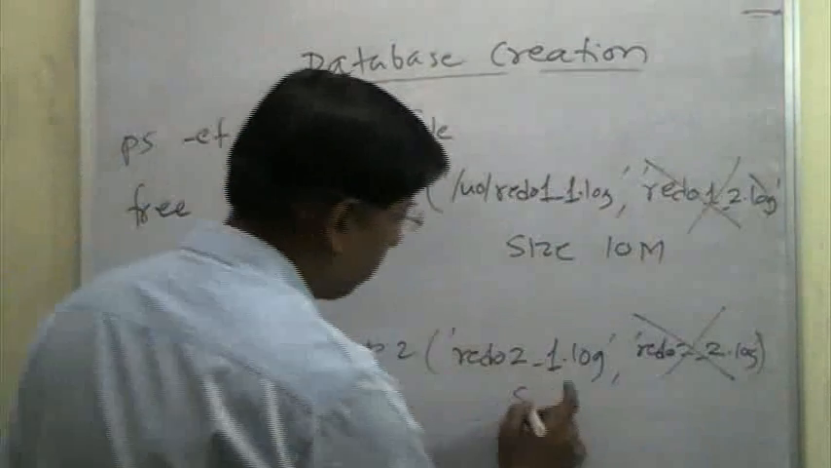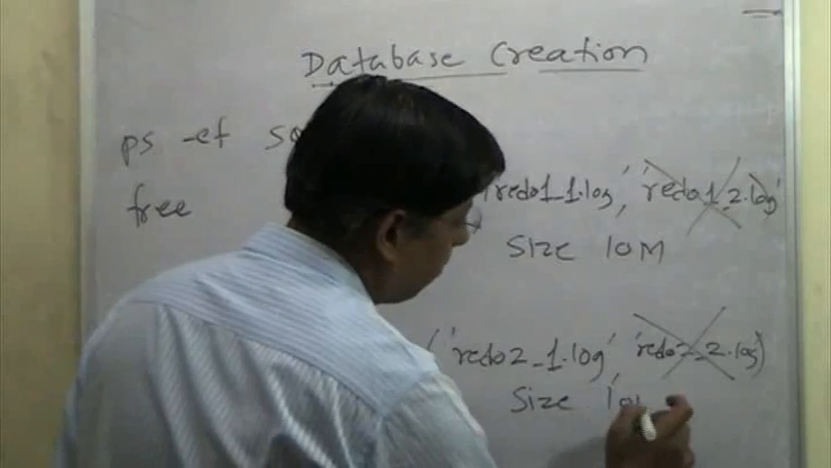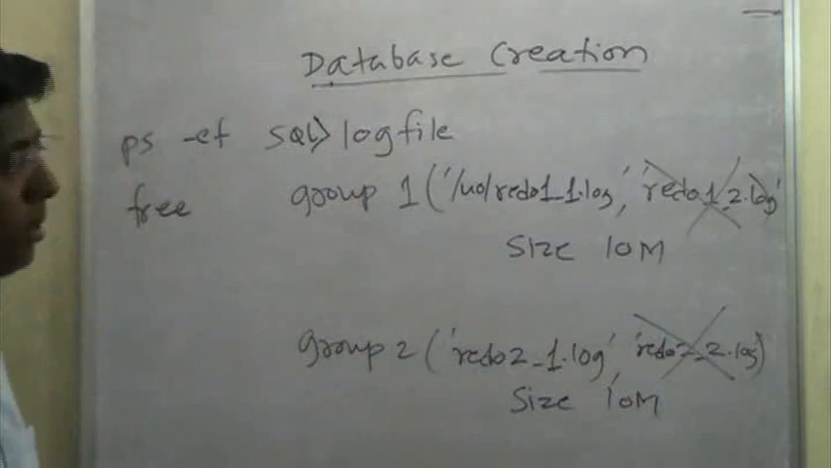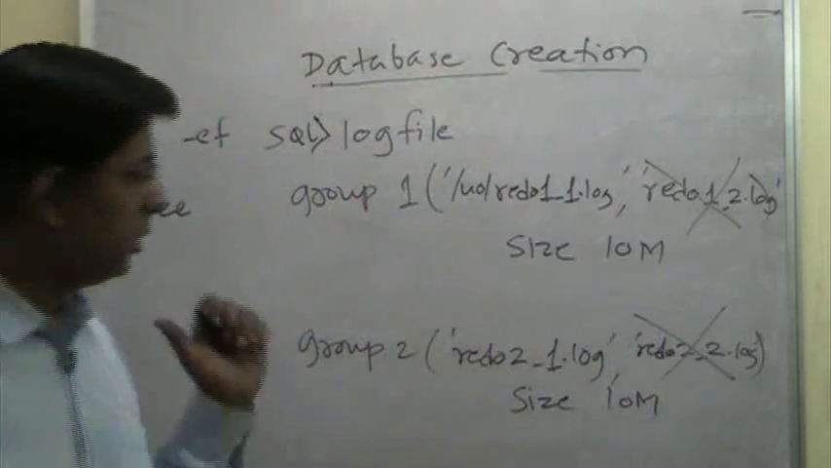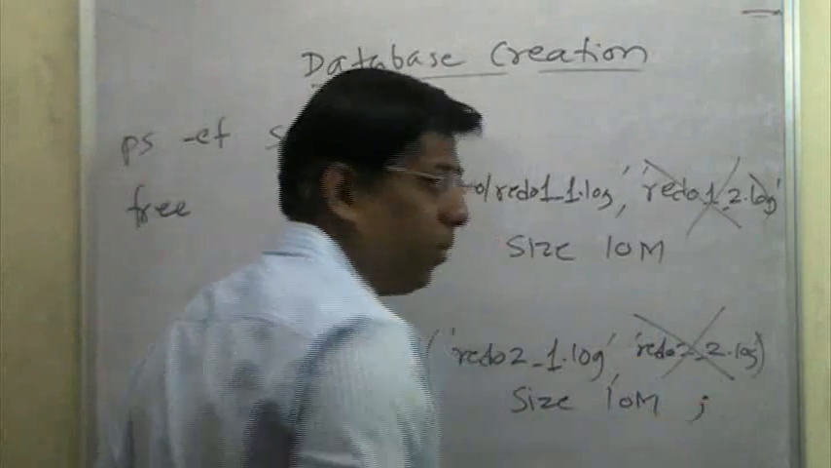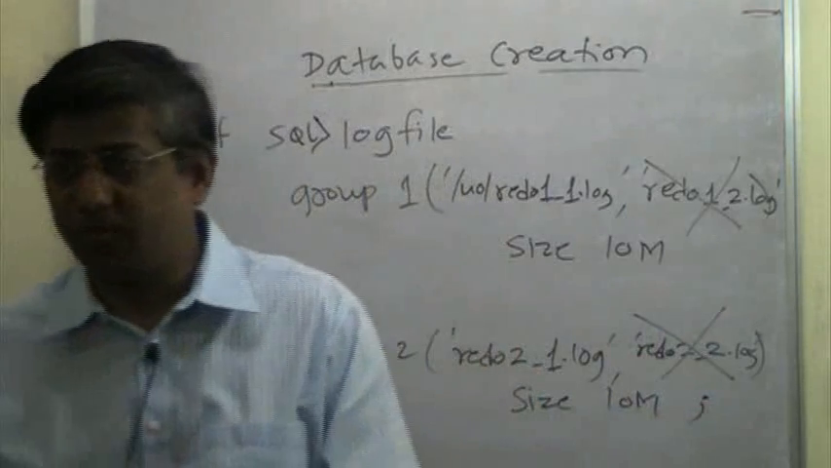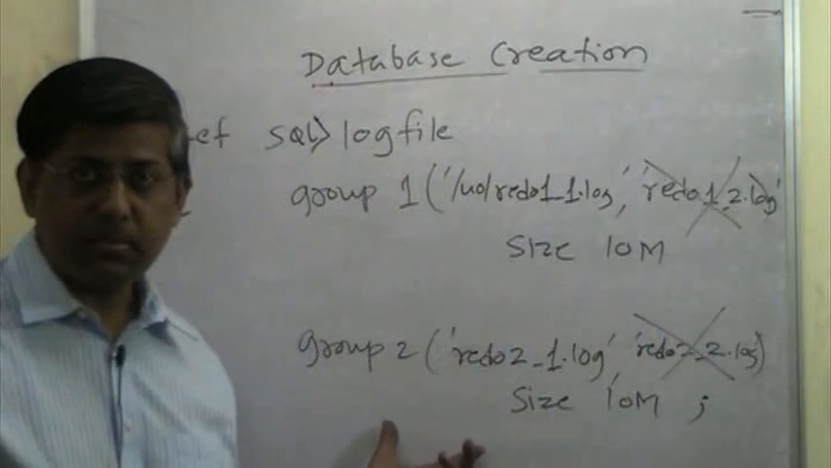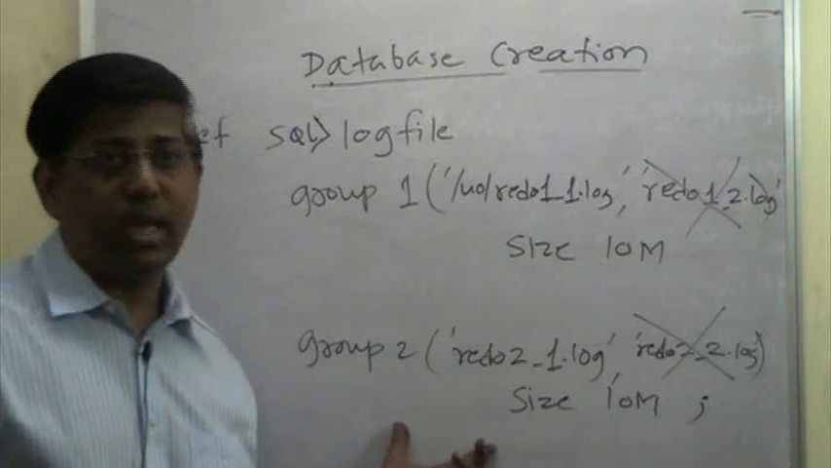Here also, the size of this one is 10 MB. So this size will be 10 MB, this size will also be 10 MB, and then the semicolon. So this command has just finished now. To understand this command, our whole discussion so far has hopefully helped, that what is a database and all that stuff. So at this time, what will happen?